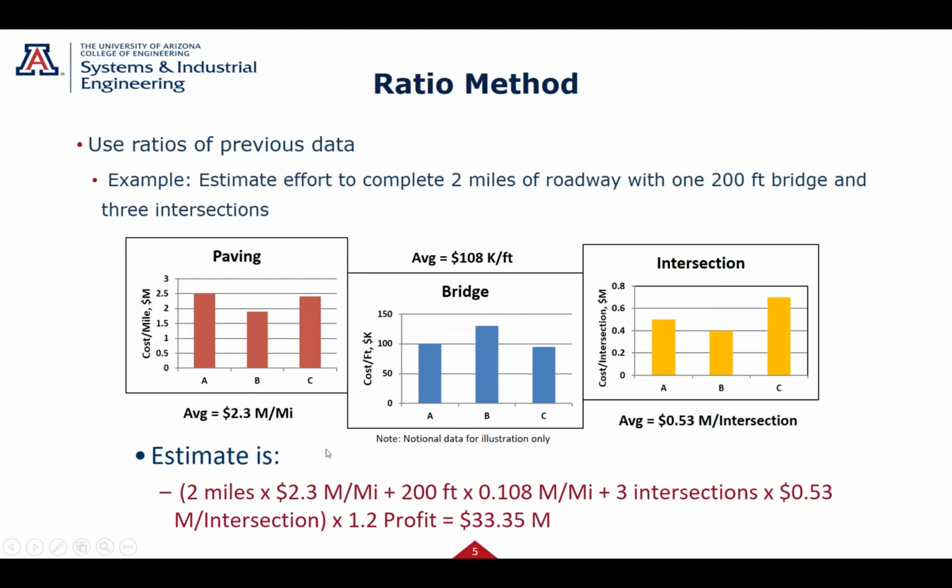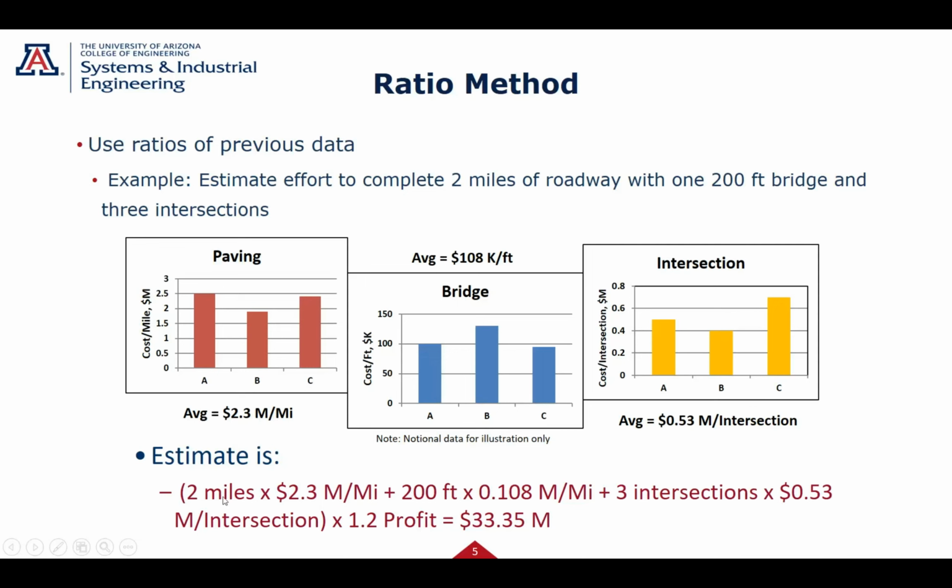Ratio method, again, notional data. I'm not in the construction business, but I can imagine they would have this type of data. So let's look at this. I now need to estimate 2 miles of roadway, one 200-foot bridge, and 3 intersections. Okay, I don't even have to go out and look at that job yet. I can say, look, on my previous 3 jobs, it cost me an average of $2.3 million per mile to pave. It cost me $108,000 per foot of bridge. And it costs me $500,000 per intersection.